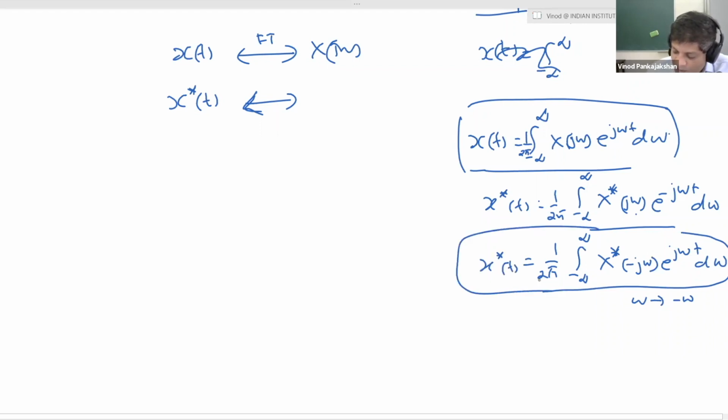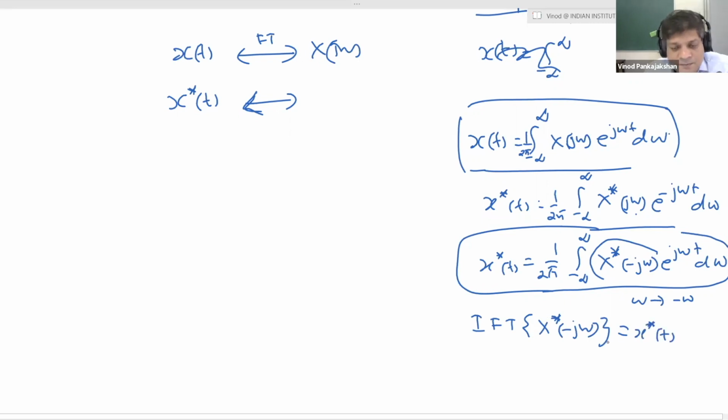Now tell me, what is the Fourier transform of x star t? What is the meaning of this integral on the right hand side? Does it mean that the inverse Fourier transform of x star minus j omega is x star t? Is that the meaning? Yes, sir. So what is this? Is it x star minus j omega? Yes, sir. So it is the same.